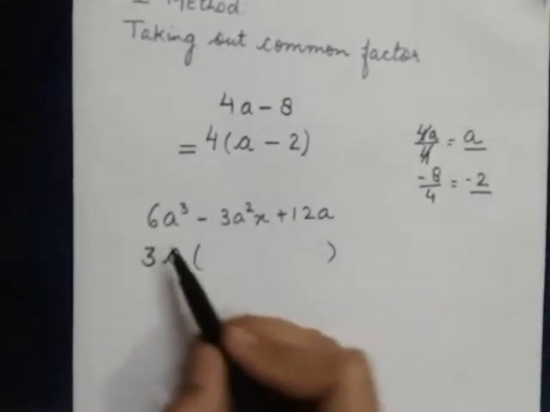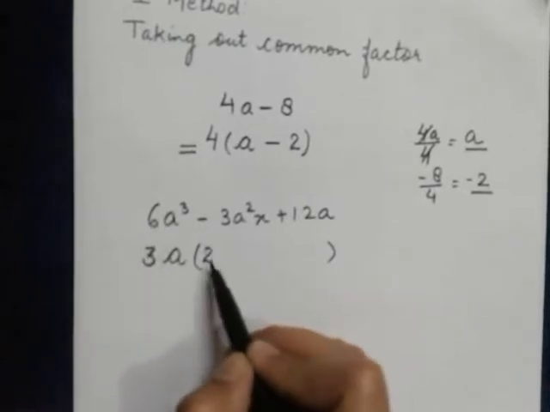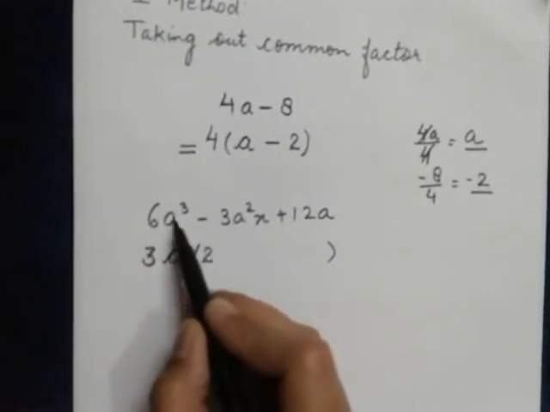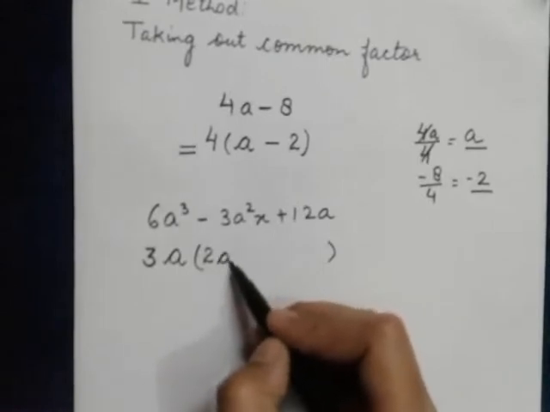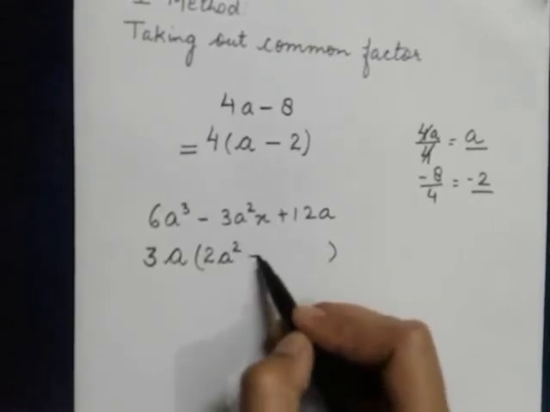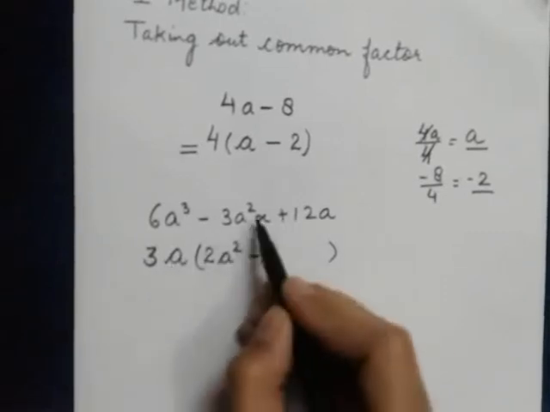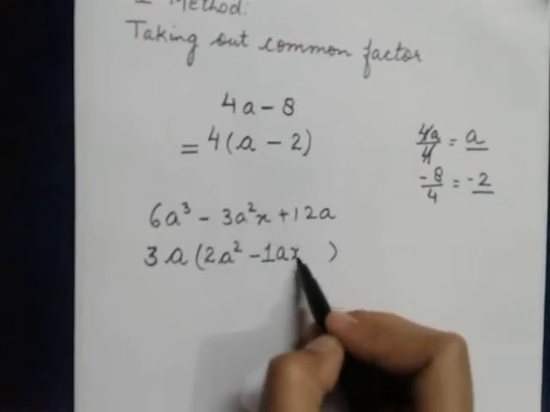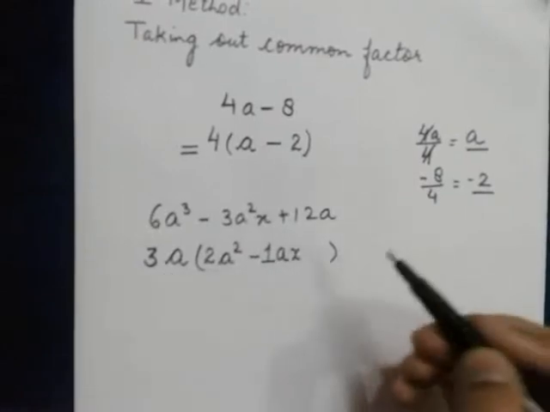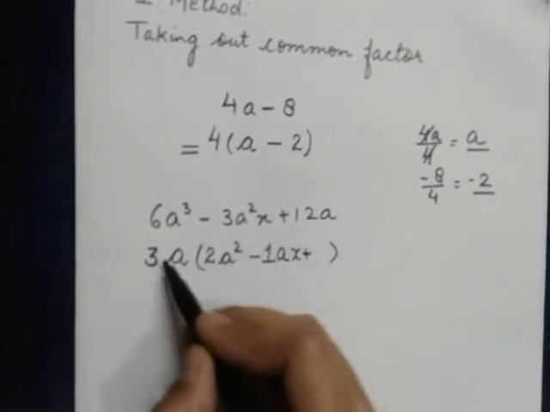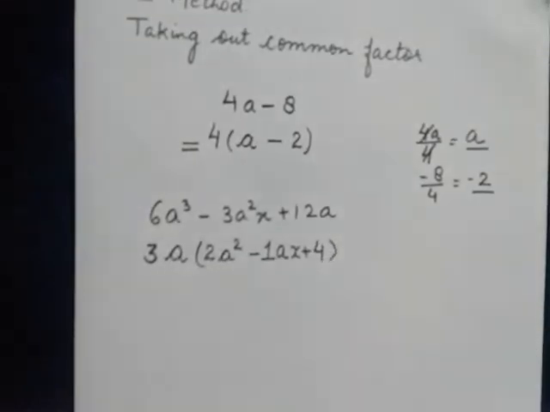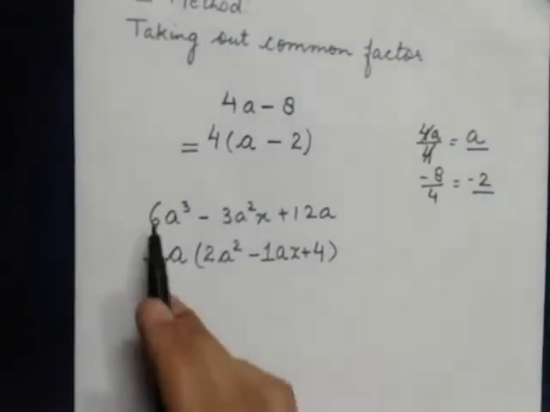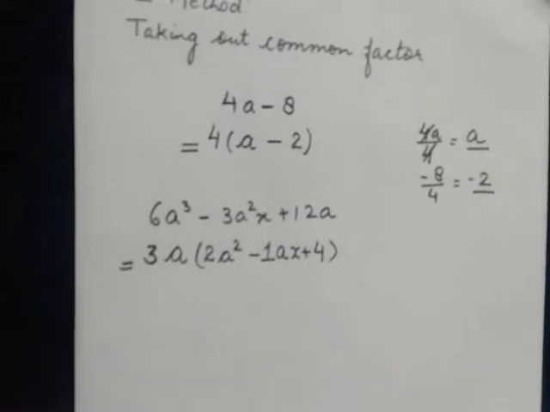Now what is left? By the same method, 3 2s are 6, so 2 will be left. 1a is already out and it was a cube, so here a square will be left, minus 3 1s are 3. a is already out, so only 1a is left now, and x will remain the same because x is not taken out, plus 12a divided by 3a is 4. This is the factorization of the given expression.